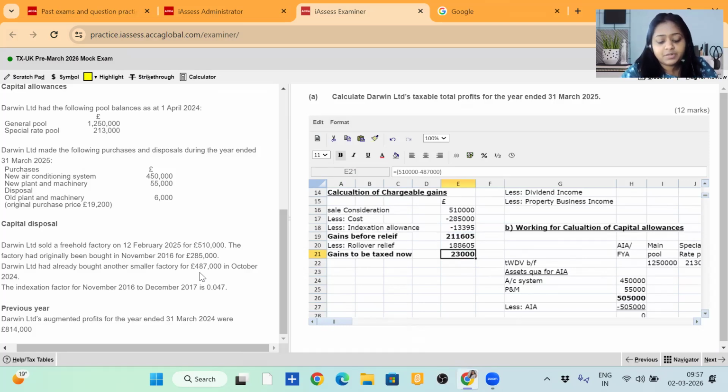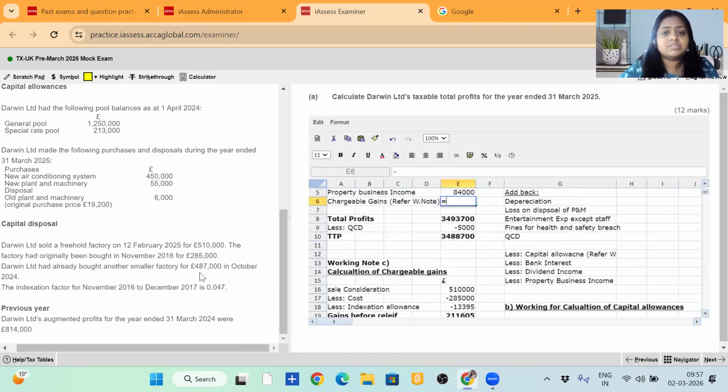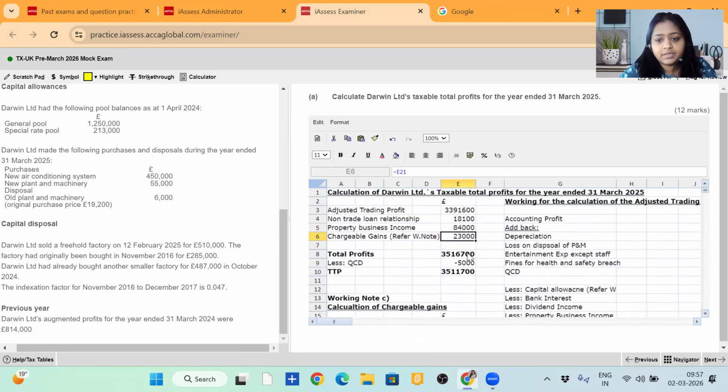So what amount of chargeable gains will you be including in the calculation of your TTP? You will be including the 23,000 chargeable gains, because that is the gain to be taxed now. Done? That's all. Get your TTP and your TTP comes out to be 3,511,700. I know one question can be, ma'am, why is this augmented profit given to you? Maybe in the further question it will be used, but right now in this part it is not used. Okay, not every data is to be used. Clear? Okay, so we have done this.